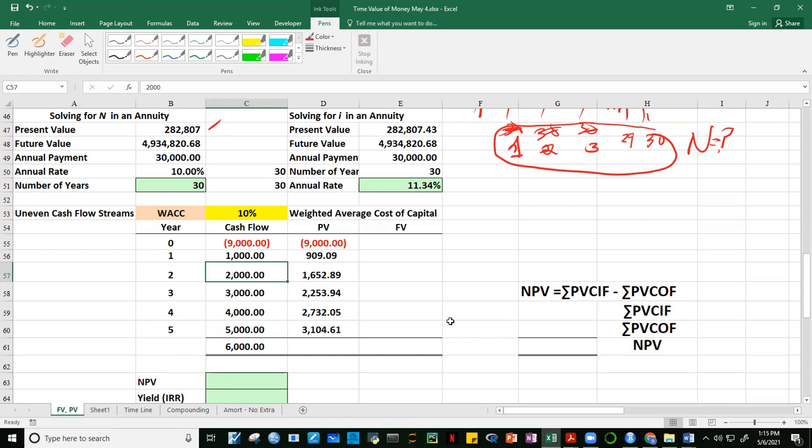Pwede natin i-convert sila lahat ngayon, or pwede natin i-convert lahat sila after 5 years, or pwede nga natin i-convert lahat sila at the end of the 2nd year. Pwede yun. Any time frame, guys. So let me illustrate that. No? Para clear yung concept na yun.